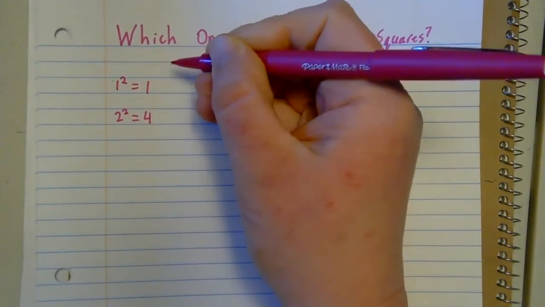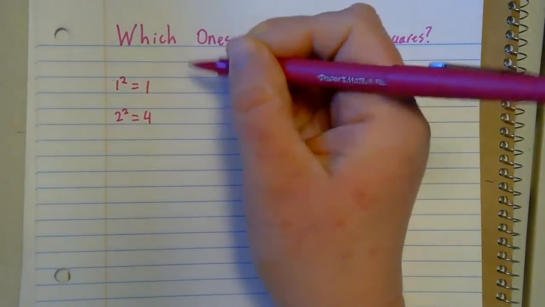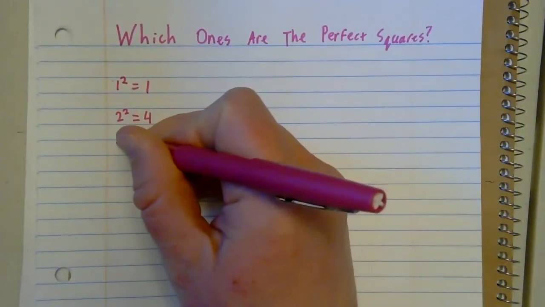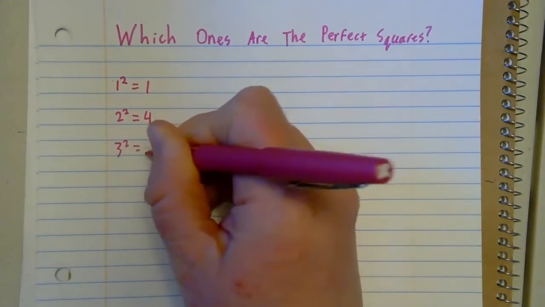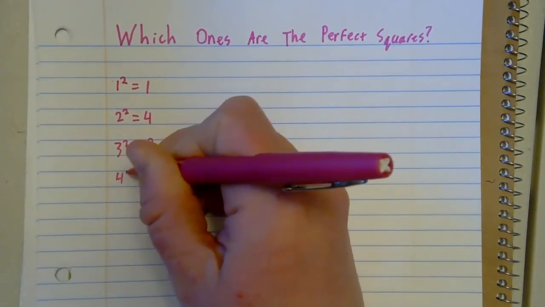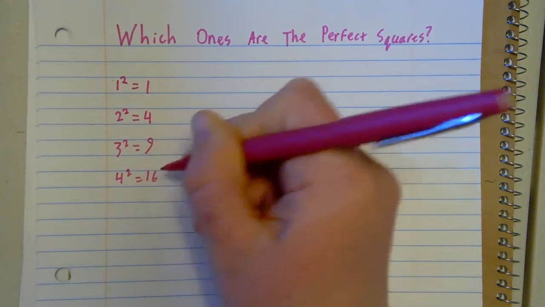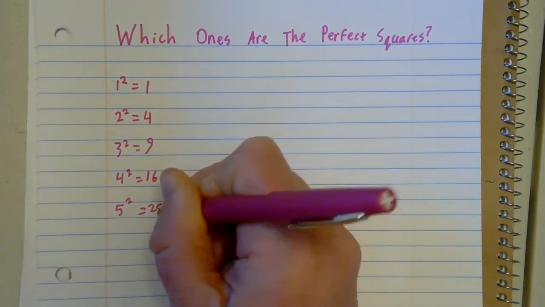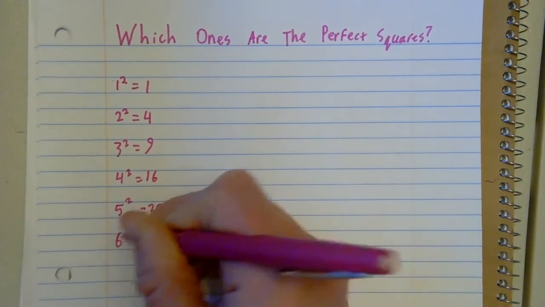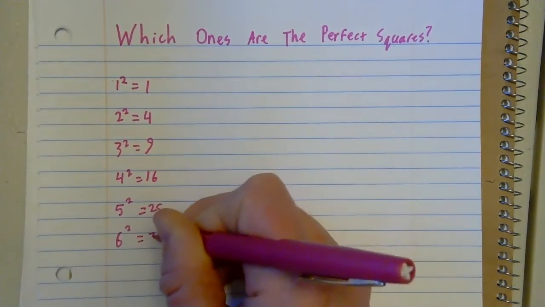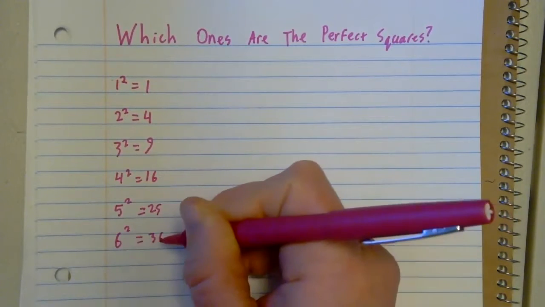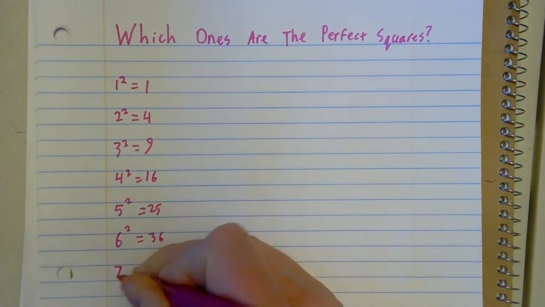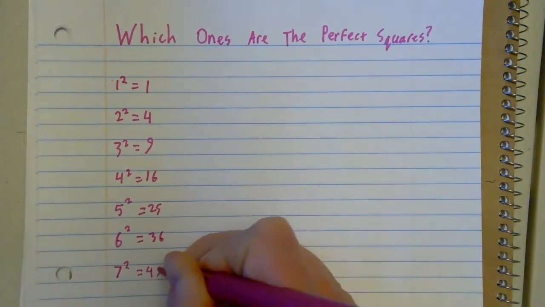1 is a perfect square because it's 1 times 1, but it's not a very interesting thing if we're talking about factoring square roots, so we don't really worry about that one. 3 squared is 9. 4 squared is 16. 5 squared is 25. And so on down the line. These are just 6 times 6 is 36, 5 times 5 is 25. So these are my perfect squares.